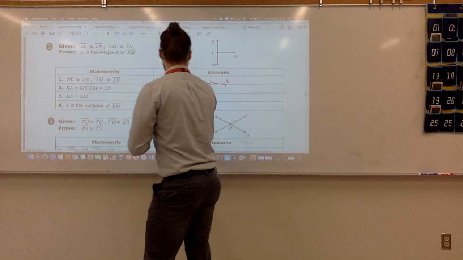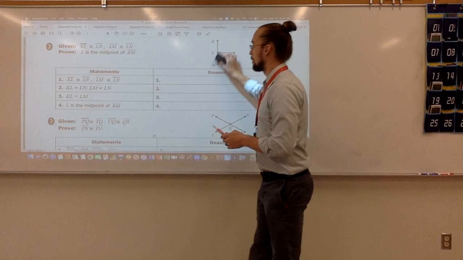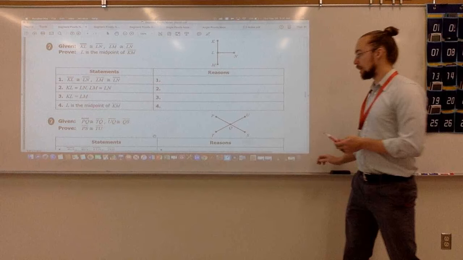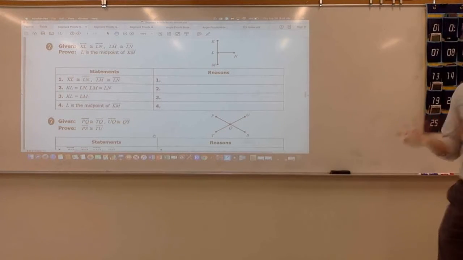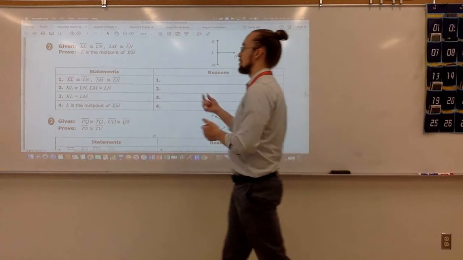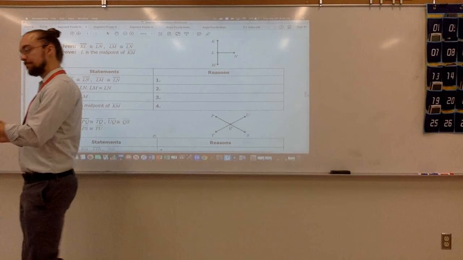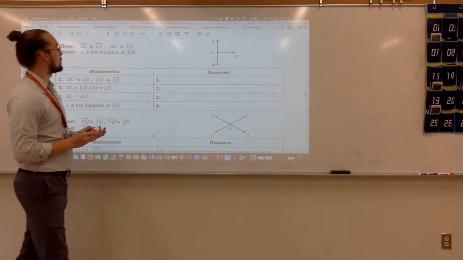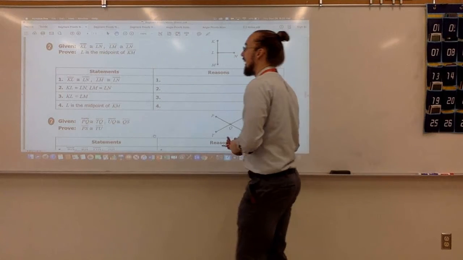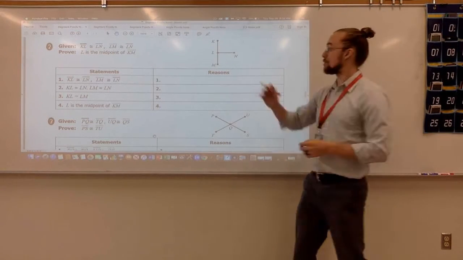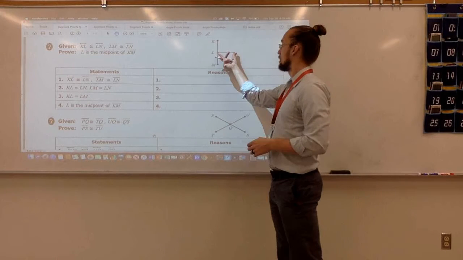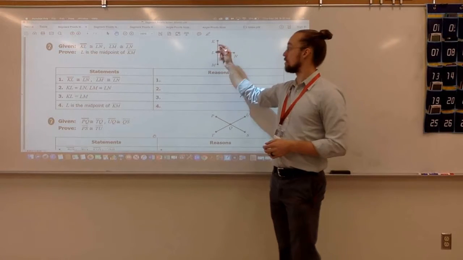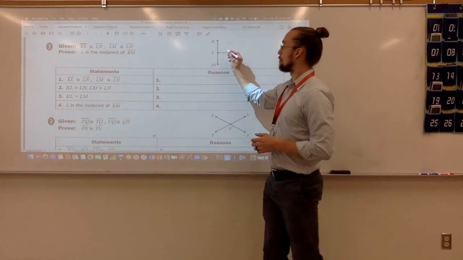Now, from what we were given in number 1, we weren't really able to mark anything on a diagram, but when we're given that segments are congruent, it's a good idea to start by marking that on the diagram so that we can see what's happening. So the first piece of information I'm given is that KL and LN are congruent. Those two things are the same. So mark that on the diagram.